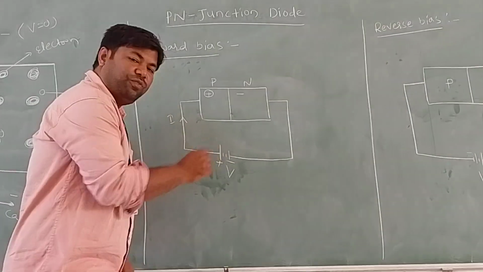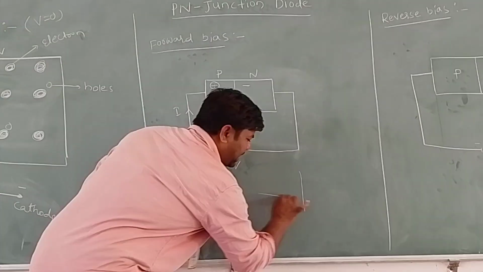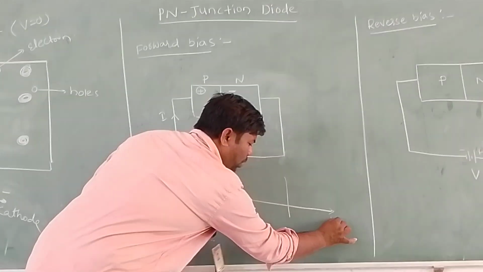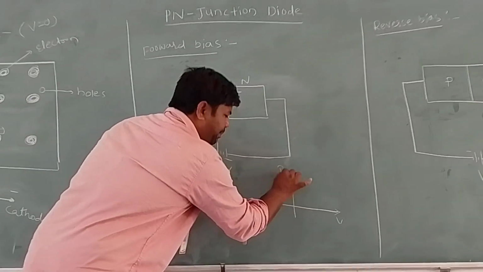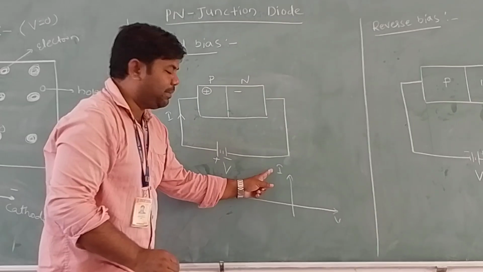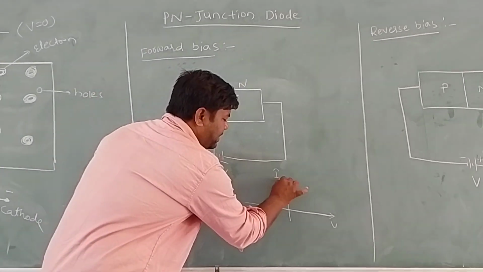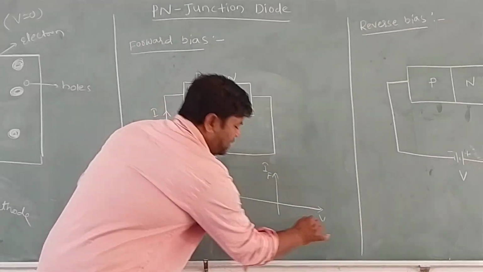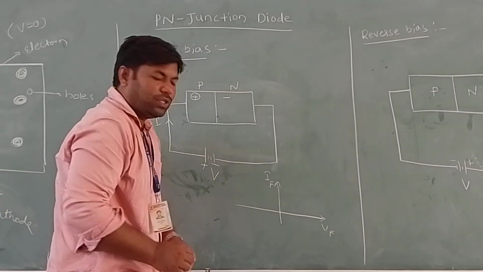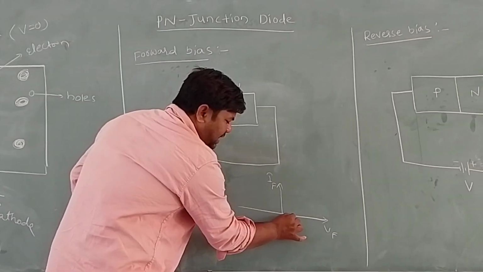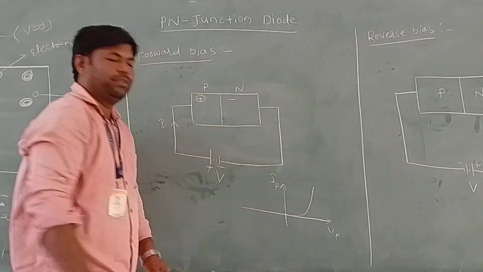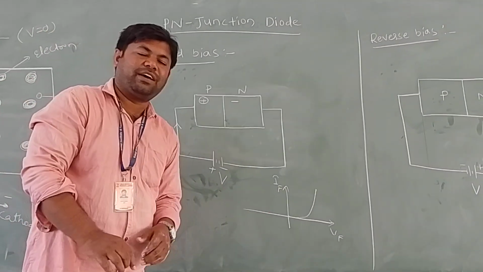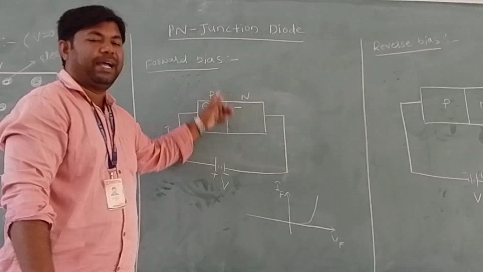That is why you can observe the VI characteristics of the PN junction diode. Voltage is on the x-axis and current is on the y-axis. IF means forward current and VF means forward voltage. Whenever the voltage increases, the current also increases. This is the VI characteristic of the PN junction diode in forward bias condition.